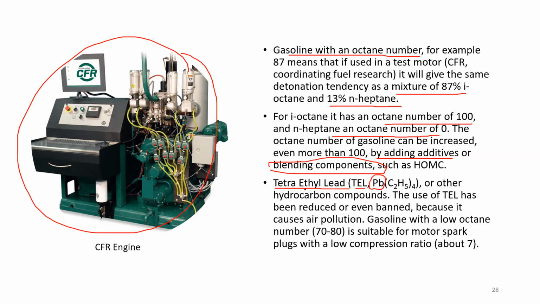So the use of this kind of component has been reduced or even banned, because it causes air pollution, especially when you have lead in here. The lead is classified as a hazardous metal, and also a heavy metal, which can cause environmental pollution. And gasoline with a low octane number of 70 and 80 is commonly suitable for motor spark plugs with a low compression ratio, about 7.